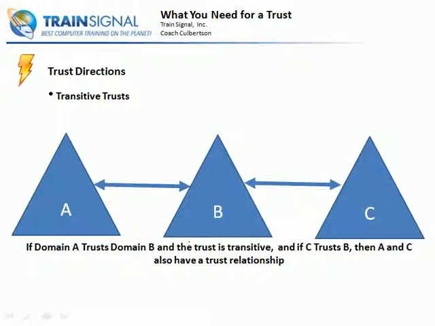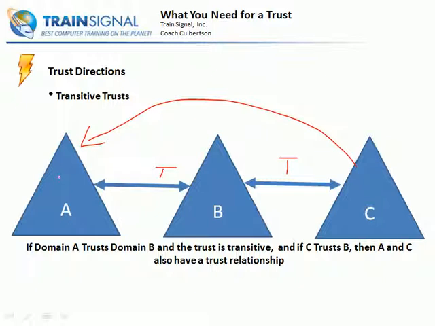Now, trust can be transitive or non-transitive. Here's the way a transitive trust works. If domain A trusts domain B and the trust is transitive, okay, let's put a T here for transitive, and if B trusts C, and this is a transitive trust, then A and C also have a trust relationship, okay? So because A trusts B and B trusts C, then C trusts A. All right? That's what a transitive trust means.